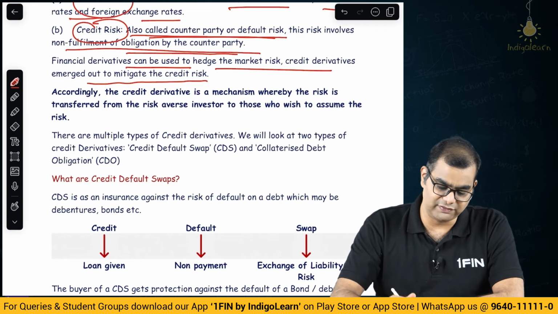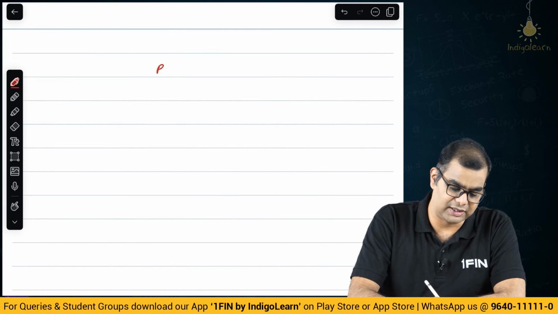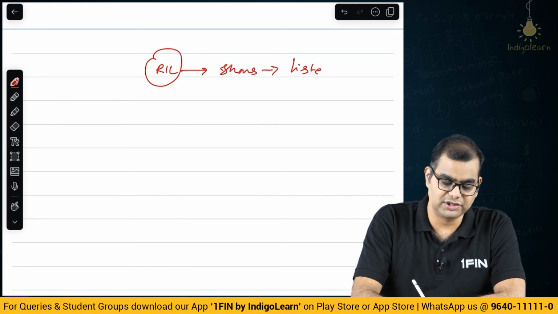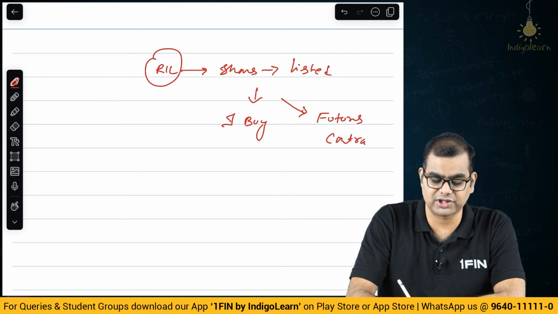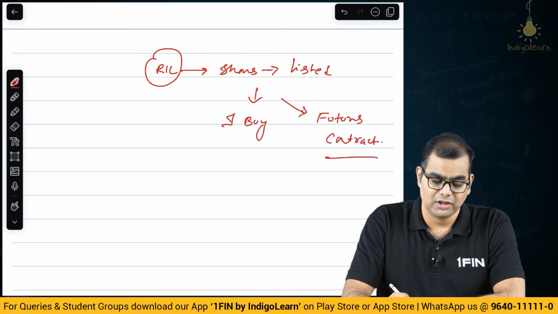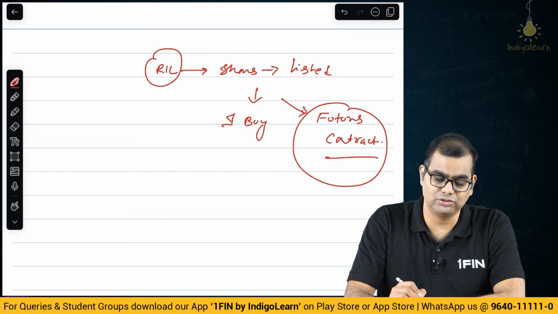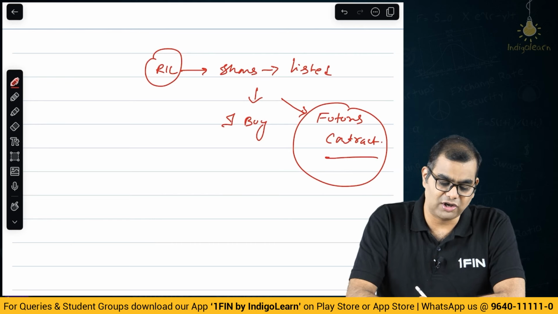So if you think of an example, let's say I'll take RIL, Reliance Industries Limited. It has shares. Shares are listed. On these shares, I wish to buy, I buy, or I can enter into a futures contract. Correct? If I believe that the share price will go up, I will buy futures, right? Now, what is this futures contract doing? When you enter into a futures contract, it is helping you hedge the risk of increase in share price.